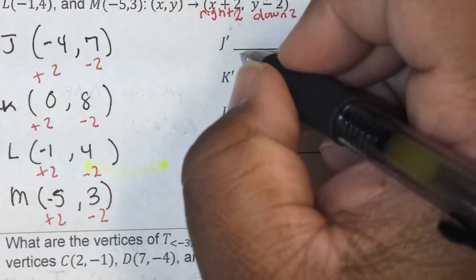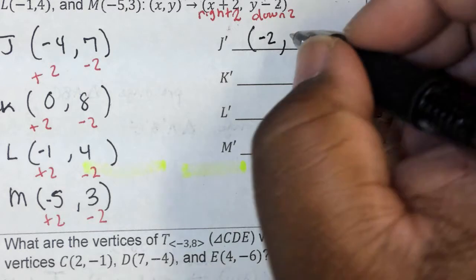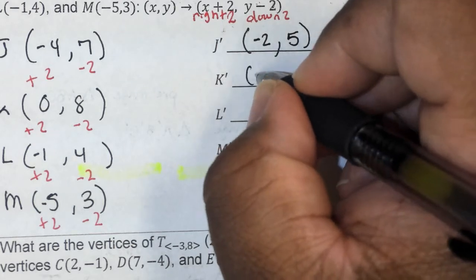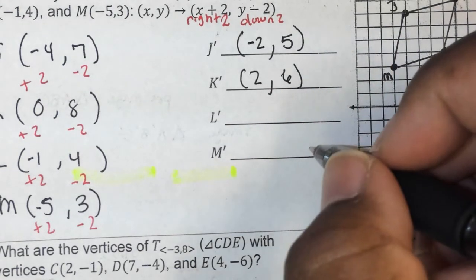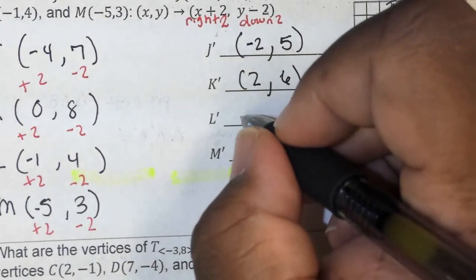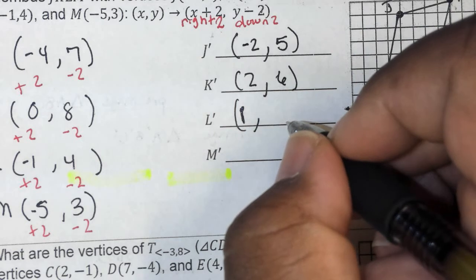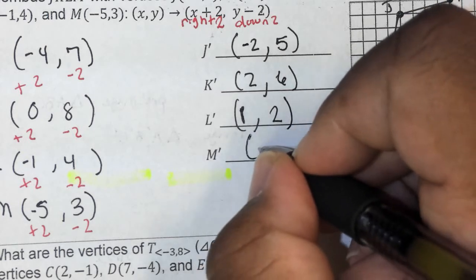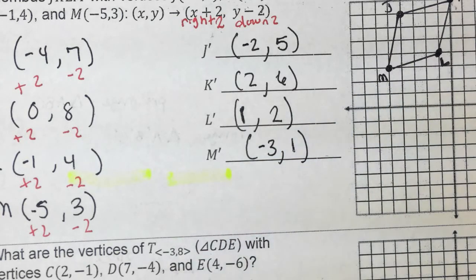Negative 4 plus 2, negative 2, 7 minus 2, 5. 0 plus 2 is 2, 8 minus 2 is 6. Negative 1 plus 2 is 1, 4 minus 2 is 2. Negative 5 plus 2, negative 3, and 3 minus 2 is 1. These are my coordinates of my image.